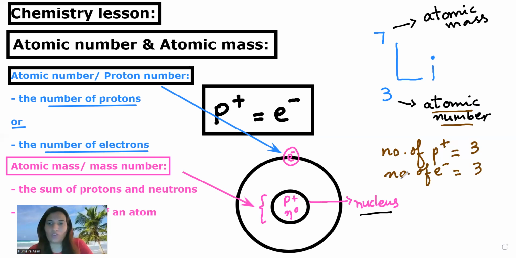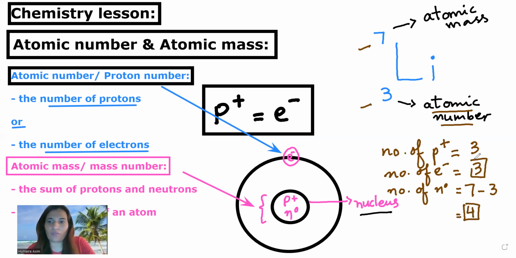Okay, then what do we have? How about neutrons? So for the number of neutrons, I have 7 minus 3, right? 7 minus 3, and I'll have 4 neutrons. So 4 neutrons, 3 protons, 3 electrons. This is how I will be able to know the number of protons, electrons, and neutrons in an atom.